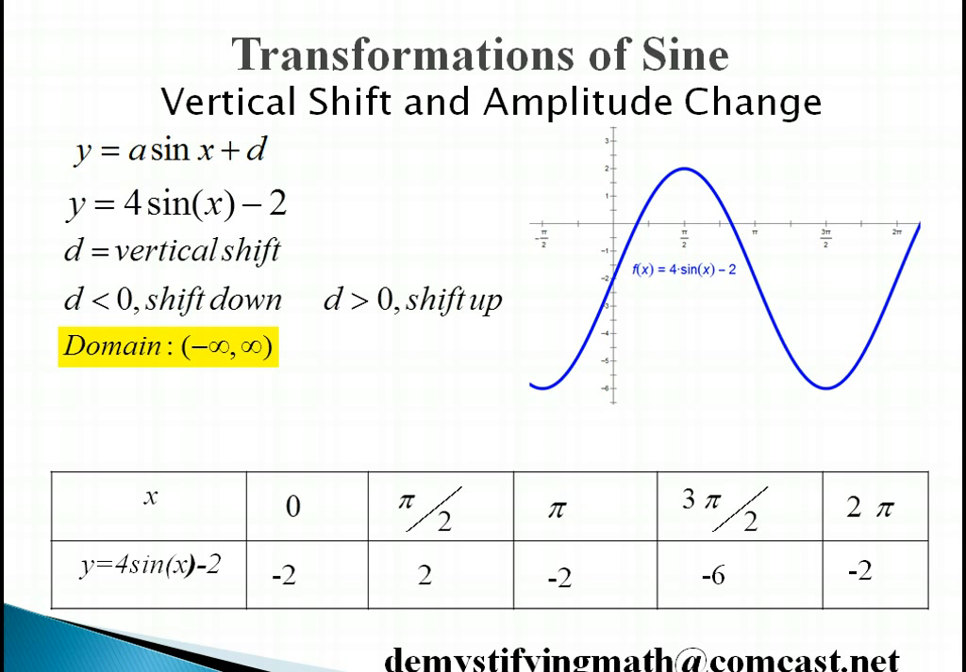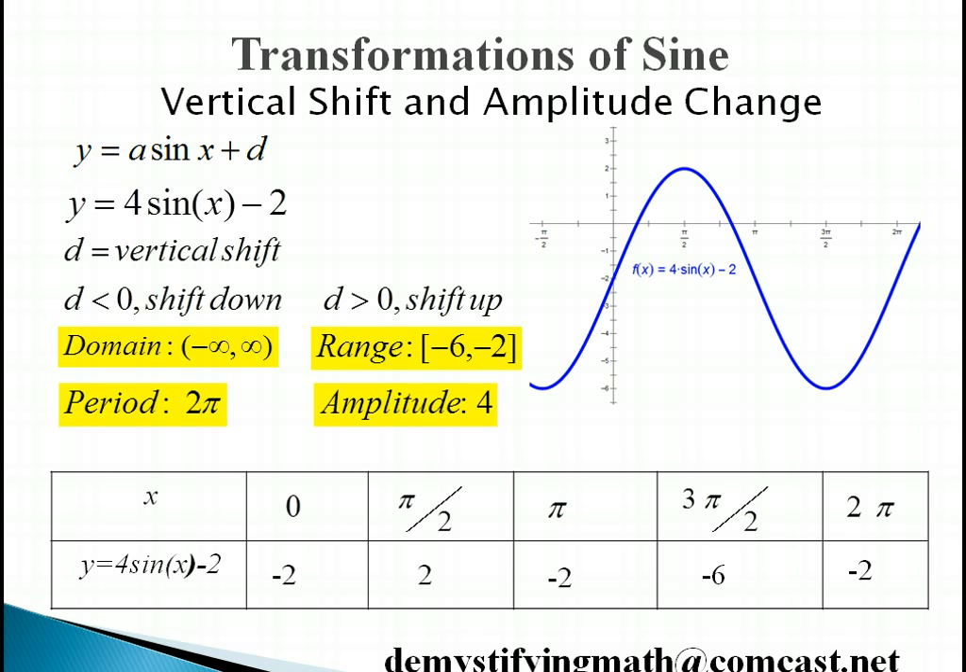So our domain is still all reals. Our range is going from negative 6 to negative 2. Always give me the lowest to the highest in that order. Your period is 2 pi, and your amplitude is 4.